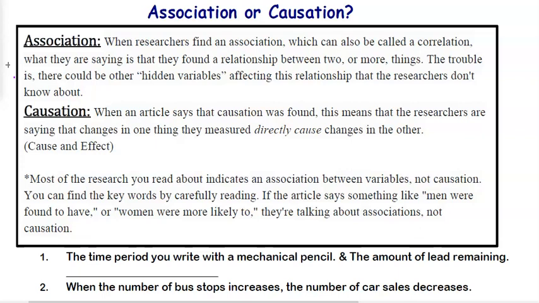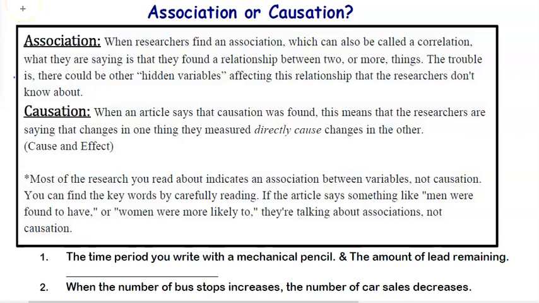Causation is when an article says a causation was found. This means that the researchers are saying that changes in one thing they measured directly cause changes in the other. It's cause and effect.